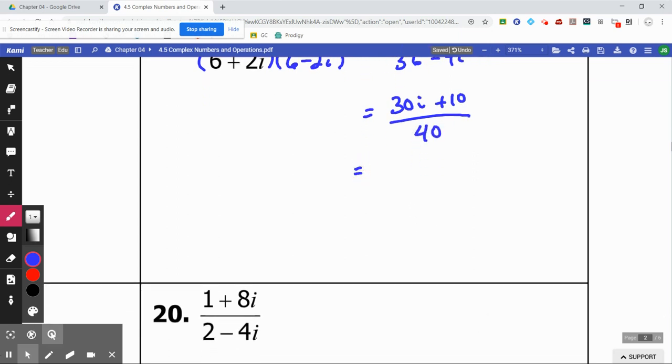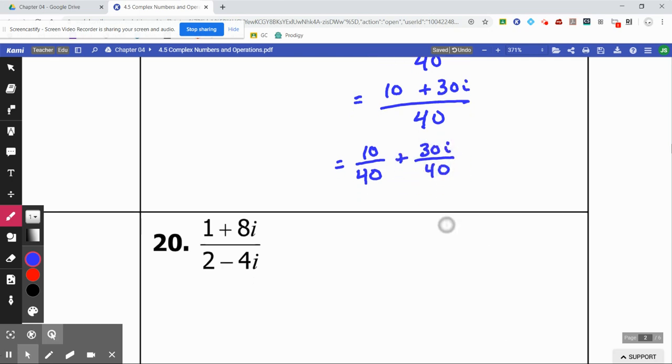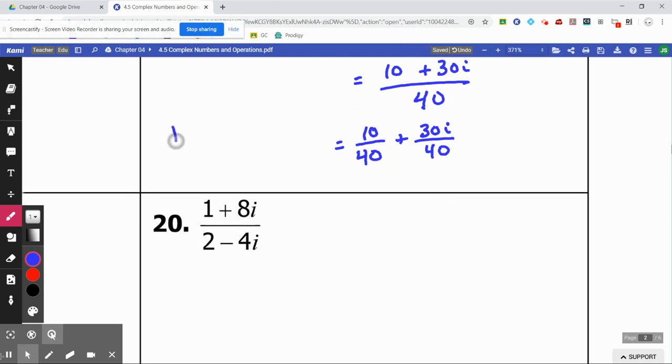I'm going to switch the tops, 10 plus 30i, and then divide that by 40 to get my real part out front. So that's going to be distributive property of division, 10 over 40 plus 30i over 40. 10 over 40 we can reduce to 1/4, and then 30 over 40 we can reduce to 3/4, and you can put the i next to it.